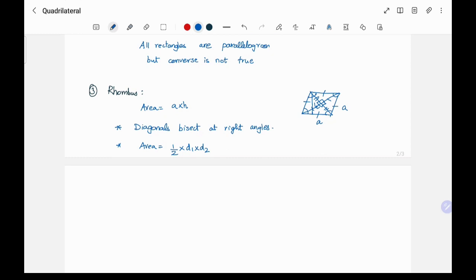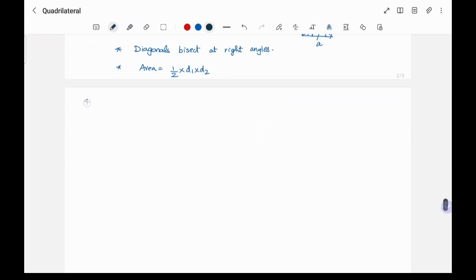Okay, so next we will see a square. A square is also called the regular quadrilateral. So we have all the sides and angles equal. If angles are equal, then they should be equal to 90 degrees. So here one side is A, all are A. So A itself is the height, right? So area is A square.